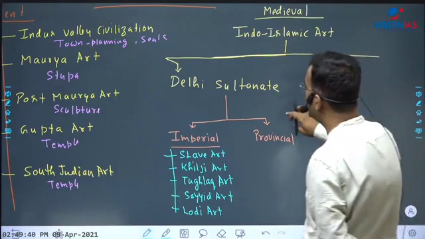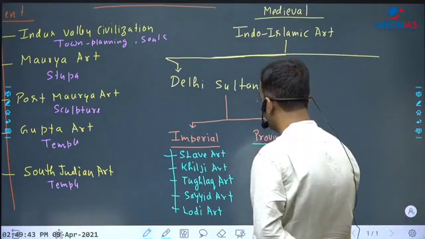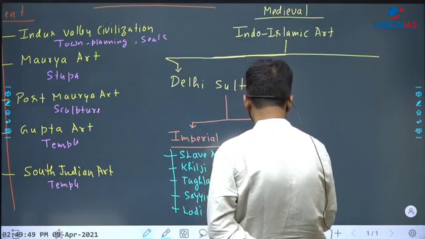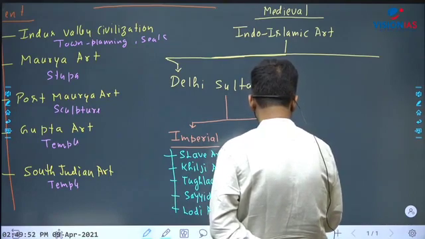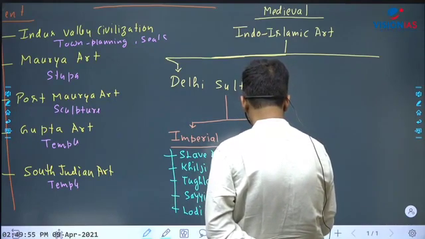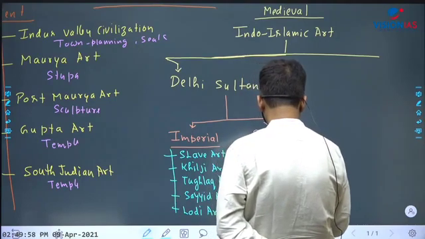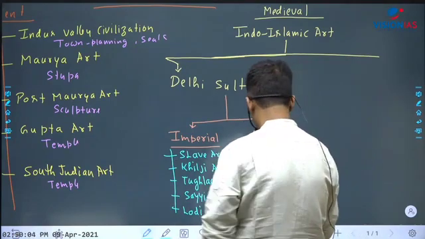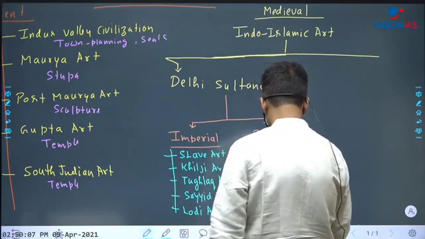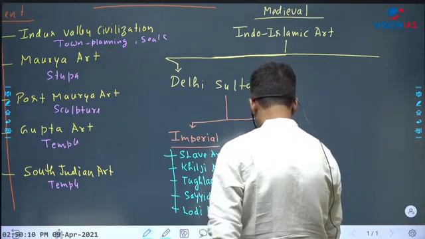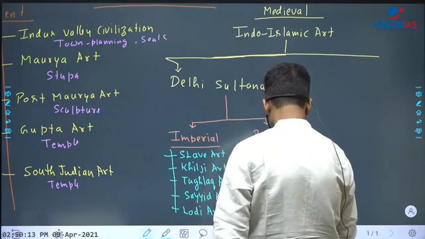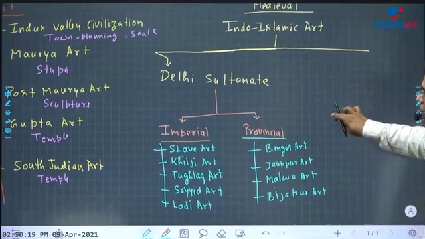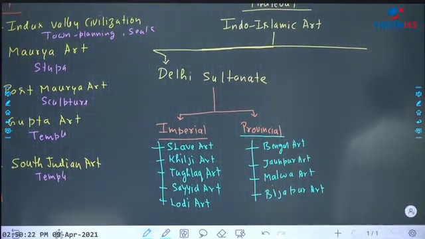Then let's come to the provincial. So in the provincial, there are 4: Bengal art, Jaunpur art, then Malwa art, and then the last one, Bijapur art. So please write. Abhi itna likho. I will explain what is imperial and what is provincial.